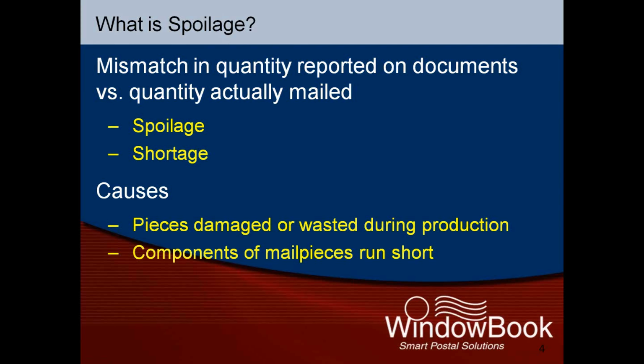Shortages generally occur when one or more of the components of the mail piece run short, such as running out of envelopes or reply pieces, or perhaps all the components run short. Regardless of the cause, spoilage or shortage can impact the number of pieces that are actually mailed. And if this quantity is significant, it can really impact your bottom line.